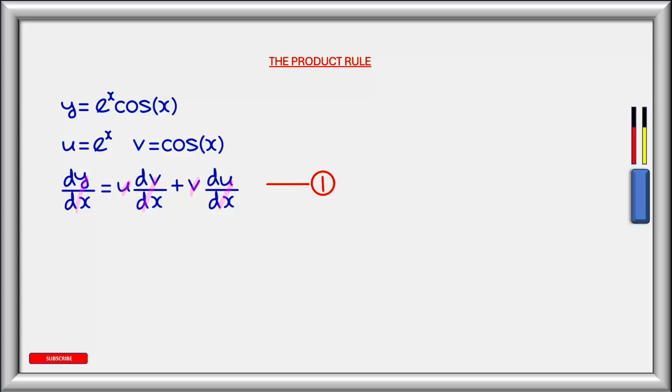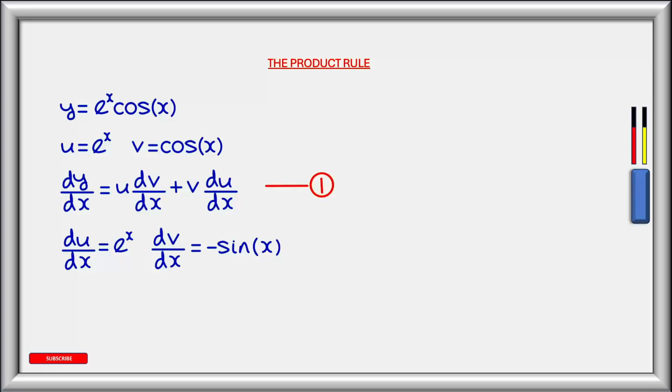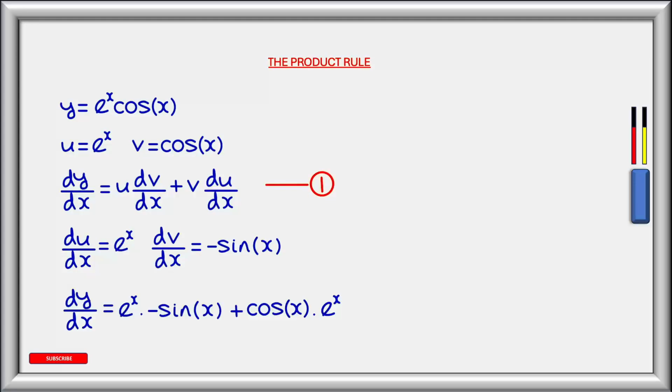So let's find dv by dx and du by dx. The derivative of u with respect to x, where u is equal to e to the power of x, evaluates to e to the power of x. And the derivative of v with respect to x, where v is equal to cos x, evaluates to minus sin x. We can now plug these results back into equation 1, and this will give us the derivative of y with respect to x.